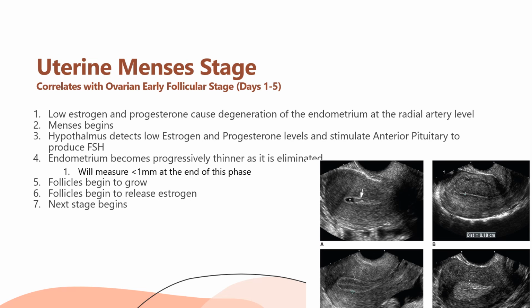All right, so the uterine menses stage is going to correlate with the early ovarian follicular stage. As all hormones begin to plummet, low estrogen and progesterone will cause degeneration of the endometrium at the radial artery level, right there basically at the interface between the myometrium and the endometrium. And when those arteries begin to necrose, they will cause the endometrial tissue to slough off and menses will begin.